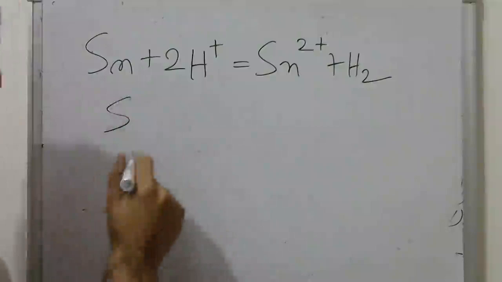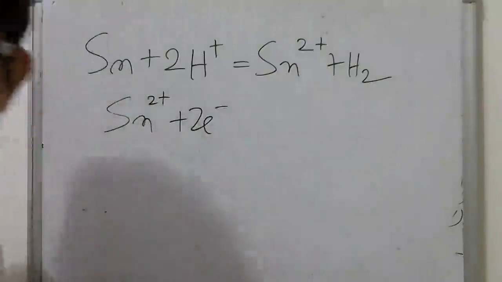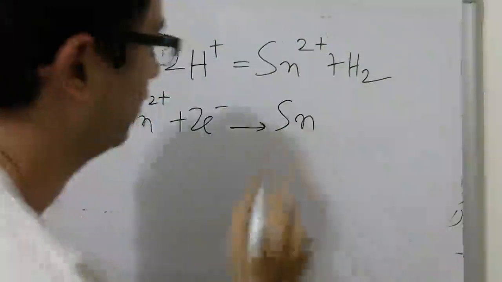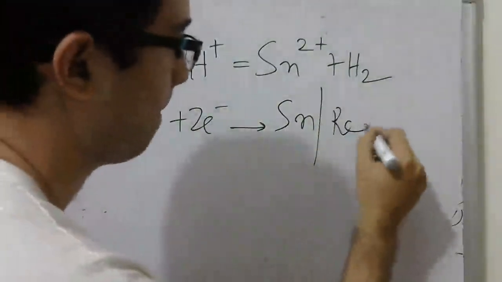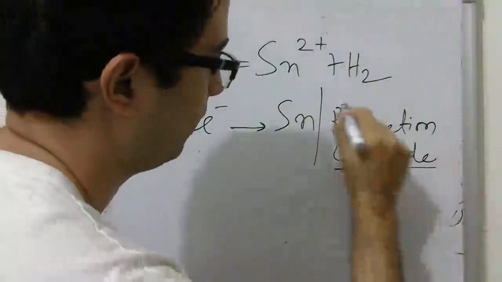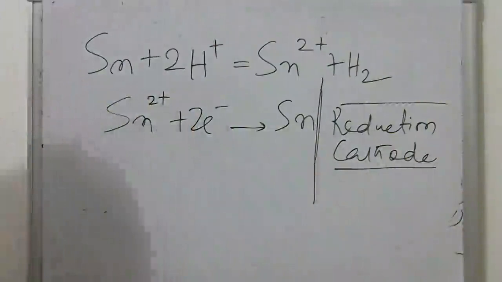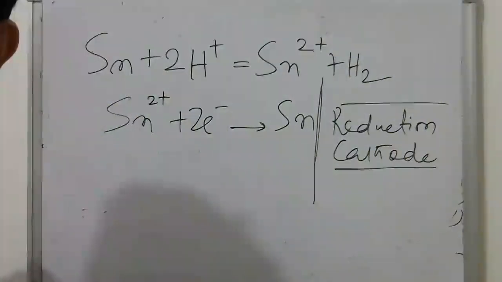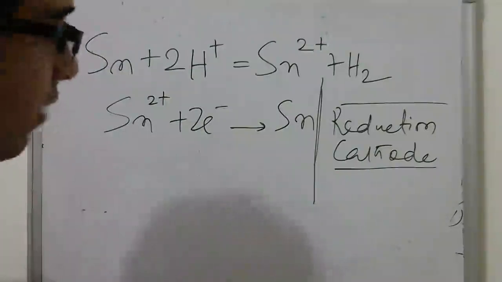So that would have been Sn2 plus 2 electron giving rise to Sn. It's a straightaway reduction reaction. That means it's a cathode reaction. Otherwise, a student will think that Sn is being oxidized to Sn2 plus, so Sn undergoes oxidation. That will be pretty wrong. The answer is exactly opposite. We will explain why. Sn is not being oxidized in this reaction.